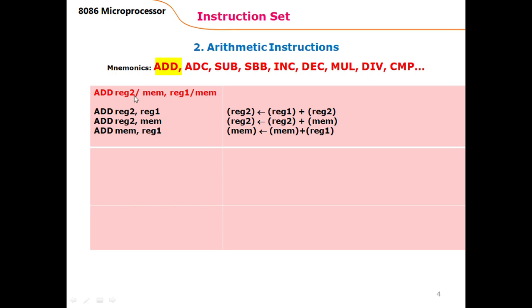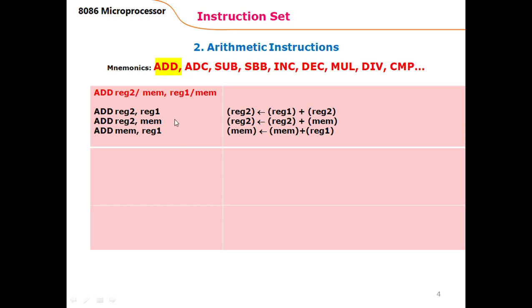Then there is a space, and then there is the first argument of this instruction, which can be a register, and it can also be a memory, followed by a comma, and then there is a second argument of this instruction, which can also be a register, and it can also be a memory location. Remember that both of the operands cannot be memory at the same time.